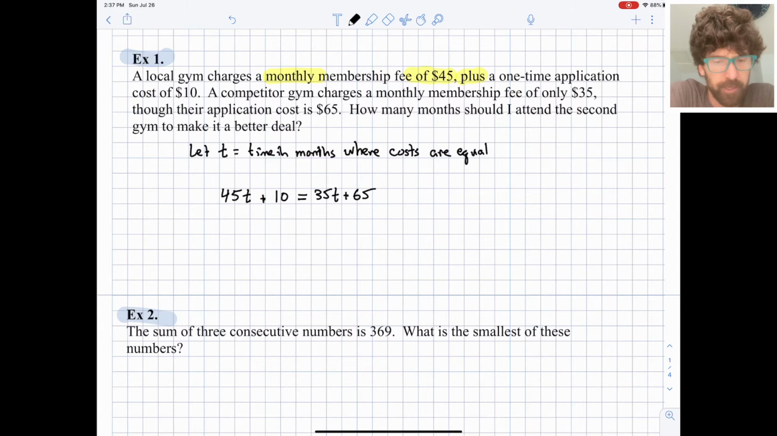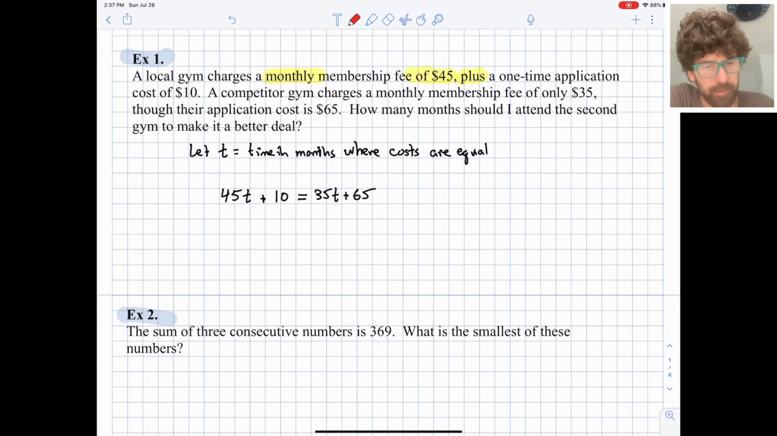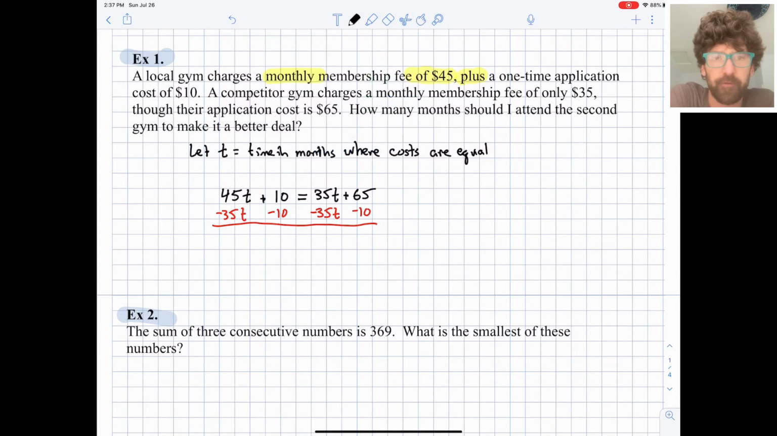let's subtract 35t from both sides, and I'm going to model here doing some simultaneous subtraction. So we can do 35t from both sides, and we can also subtract 10 from both sides. Let's try to do that in one step. If that's too much for you on your own, feel free to split that up into different steps for sure.